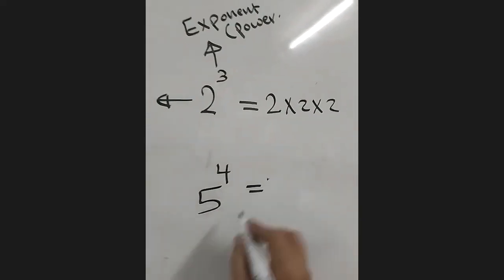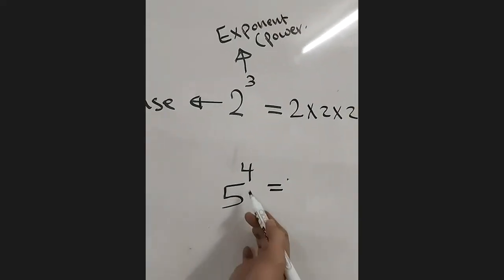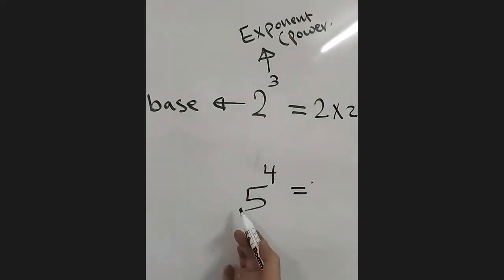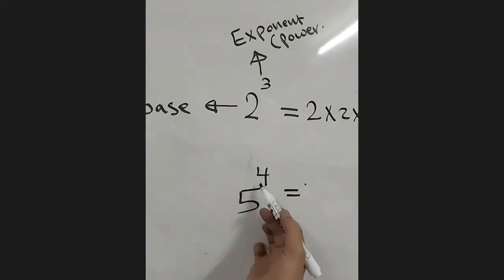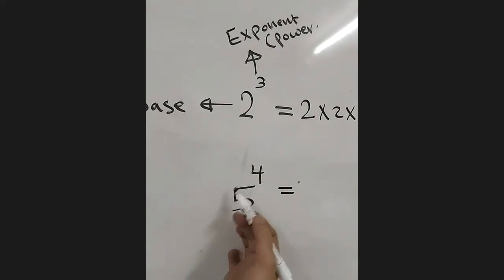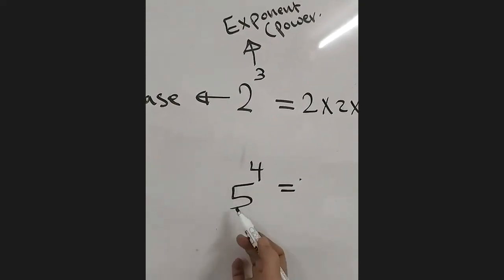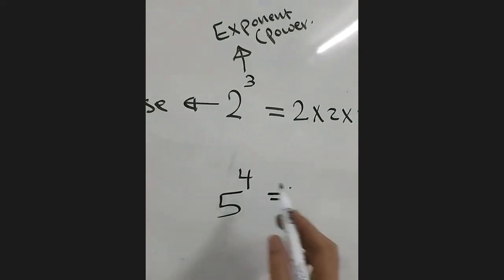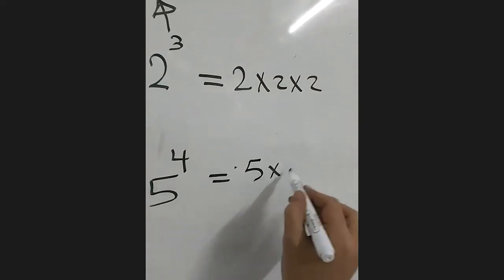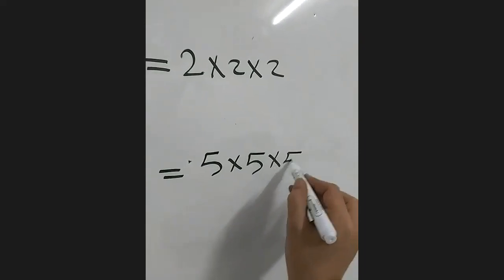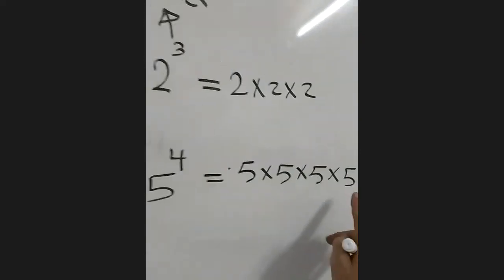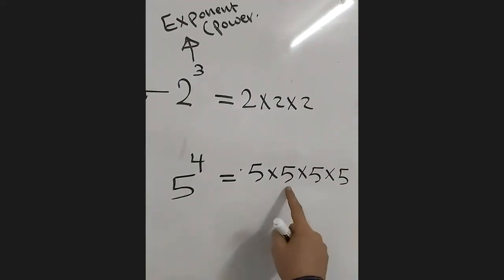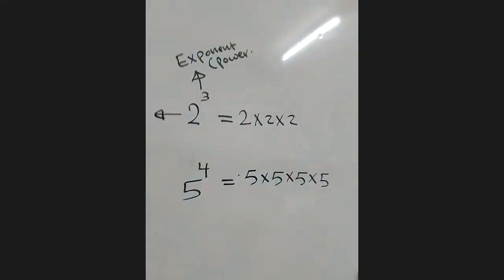This is equal. We start from the lower number down, which is 5. We call it the base. And here the exponent or the power is what? 4. So we start with 5 and multiply 5 by itself. How many times? 4 times. So it will be 5 multiply 5, multiply 5, multiply 5. Count to be sure: 1, 2, 3, 4. I have 4 here. It's okay.